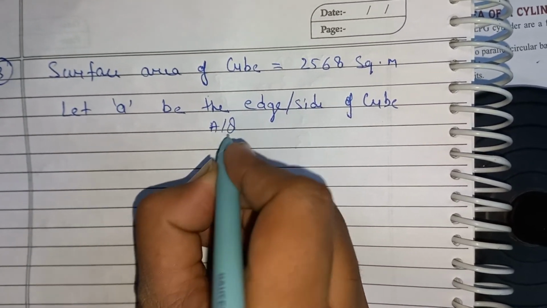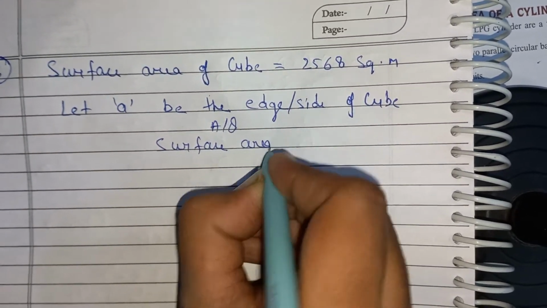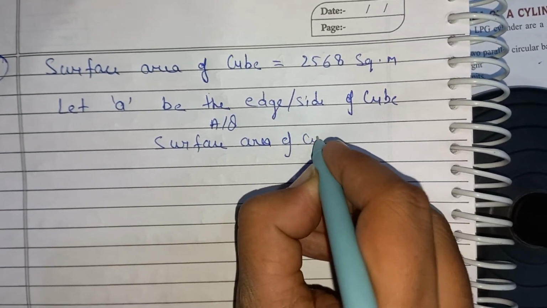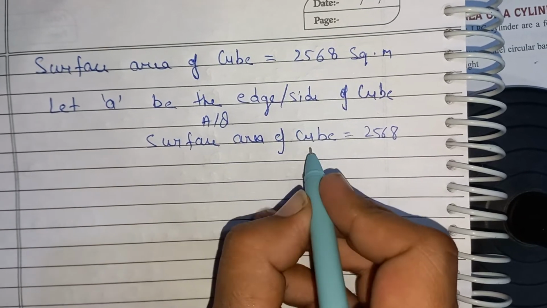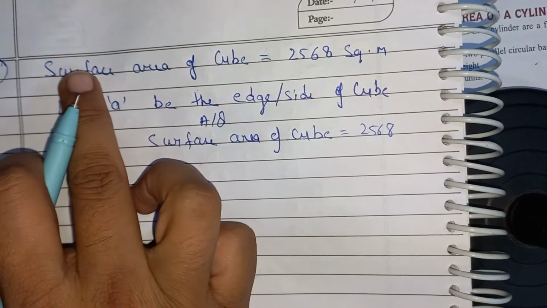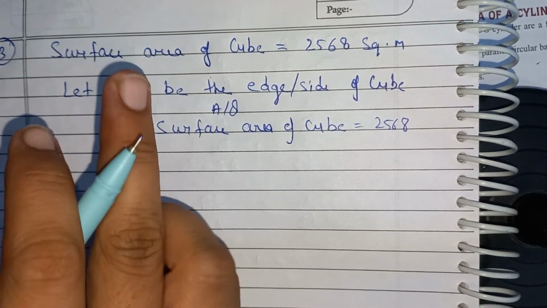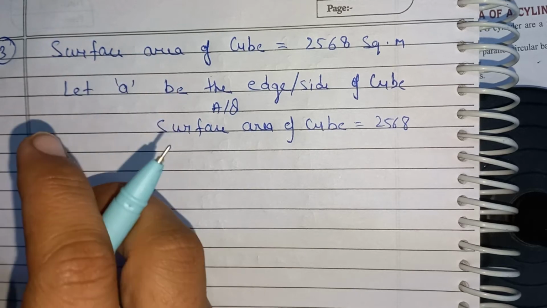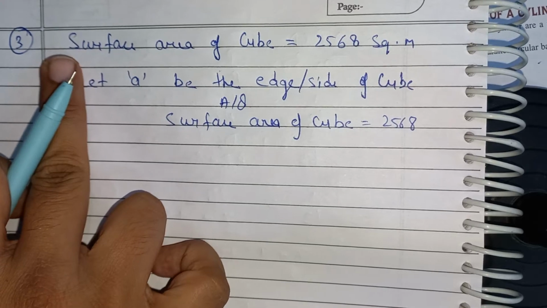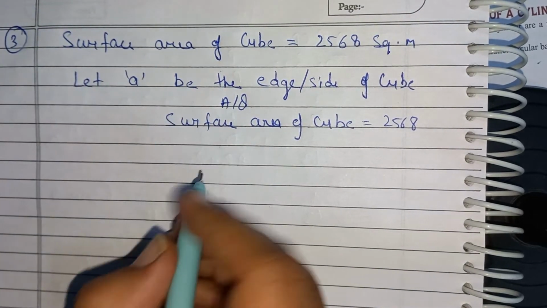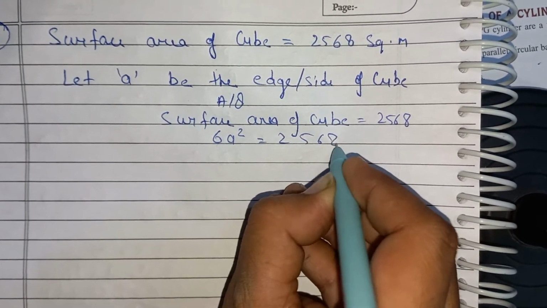According to the question, what is given? Given is the surface area of cube, 2568. What is the formula of surface area of a cube? When he talks about surface area, he means the complete area. If he were talking about lateral surface area, he would have to mention the word lateral, but it is not mentioned here, so we consider surface area to mean total surface area. The formula of total surface area is 6a square, and 2568 as it is.